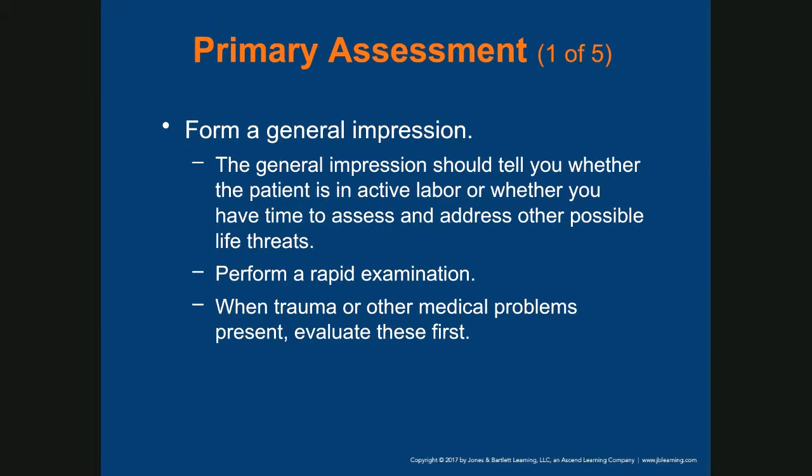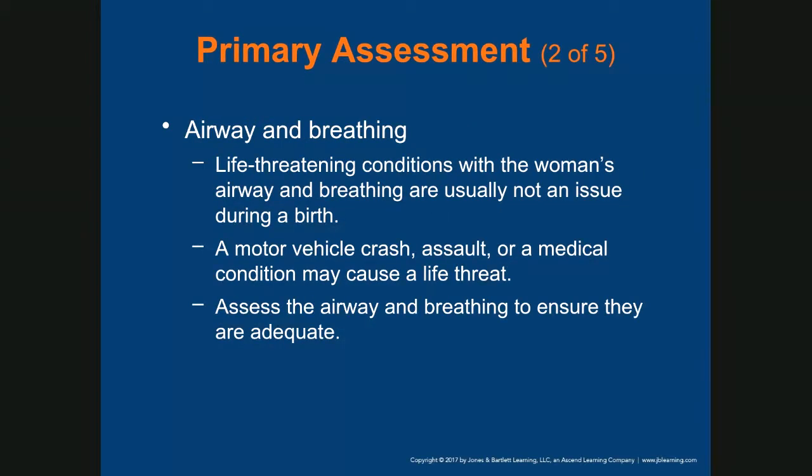Form a general impression. So we're in the primary assessment now. The general impression should tell you whether the patient is in active labor or whether you have time to assess and address other possible life threats. Perform a rapid examination. When trauma or other medical problems present, evaluate these first. Right? We still have to assess airway, we still have to assess breathing. So life-threatening conditions with the woman's airway and breathing are usually not an issue during a birth. A motor vehicle crash, assault, or medical condition may cause a life threat. Assess the airway and breathing to ensure they are adequate.